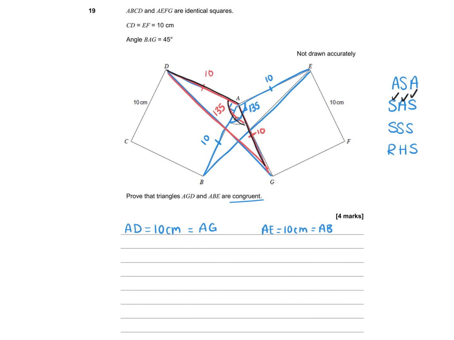So those are the two sides, and then you can say angle DAG is equal to angle EAB, which is equal to 135 degrees. So these two triangles are congruent by side, angle, side. And that is all the information you're looking for on this question.